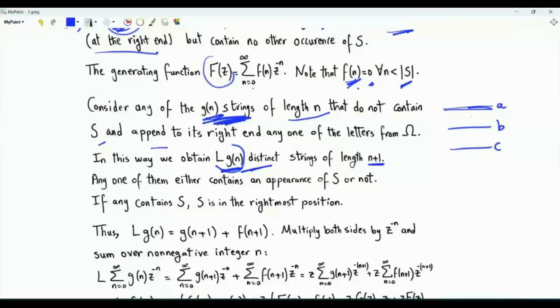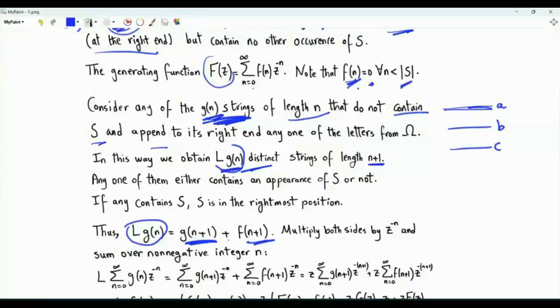Note that our starting strings are completely free from S. When you add one letter, you end up with a string of length n plus 1 with no occurrence of S, or if S appears, it appears in the rightmost position. Based on this idea, we can write down that L times G of n is equal to G of n plus 1, the number of strings of length n plus 1 that do not contain S, plus f of n plus 1, the number of strings of length n plus 1 that have exactly one occurrence of S in the rightmost position.